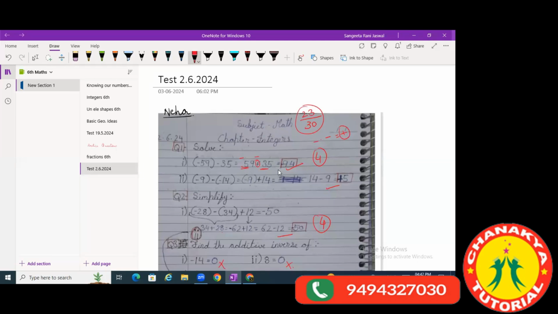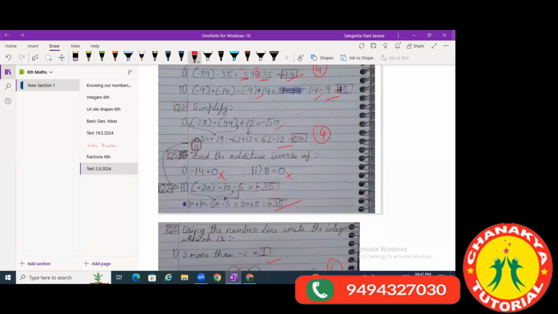The second part is -9 minus -14. So minus minus is plus. You have written it here properly. That's correct. Now second question two, first part. -28, -34 and 12. So that's -62 plus 12. This is correct. Your second part is here. -20, -10, -5. So that's -30. Here you have done it correct.